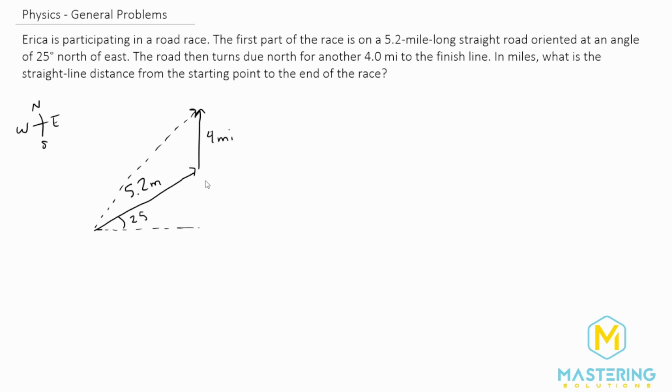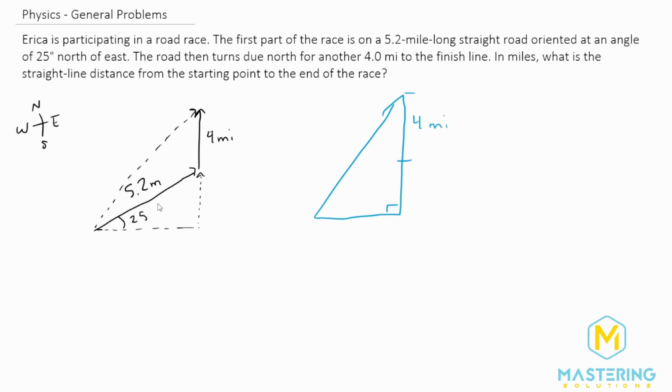So let's finish the triangle right here. So we have two triangles. We have this one, and then we have this larger one. Let me redraw the larger one. So we have right here. And obviously we have a right triangle. And we know that from right here to here is 4 miles.